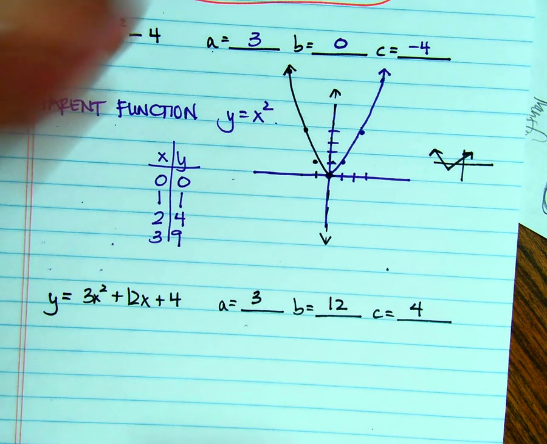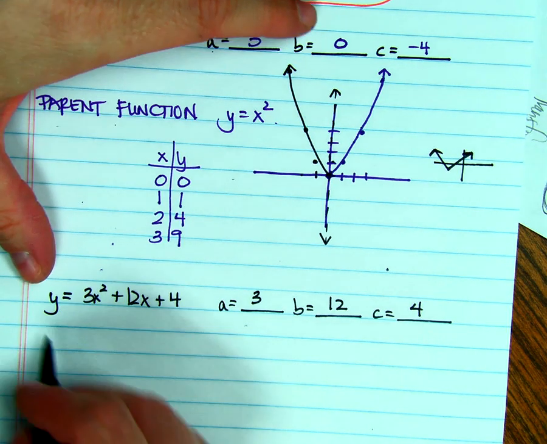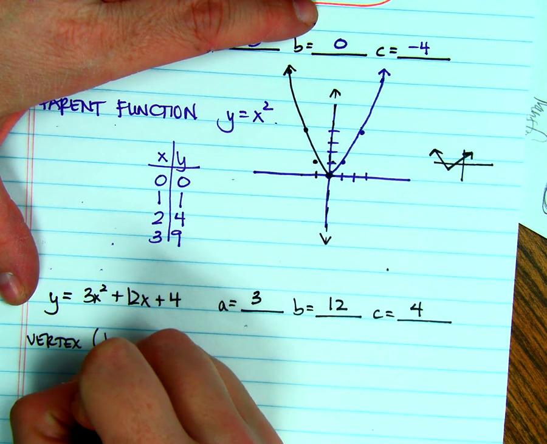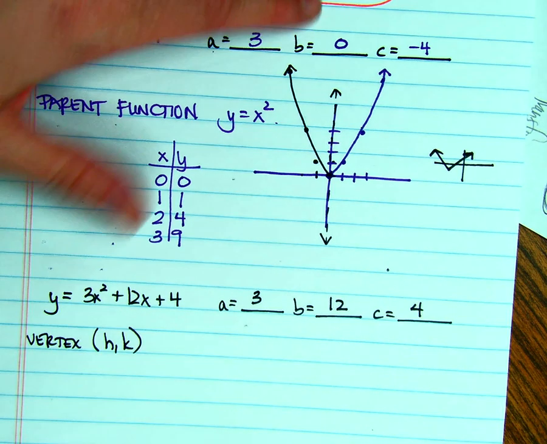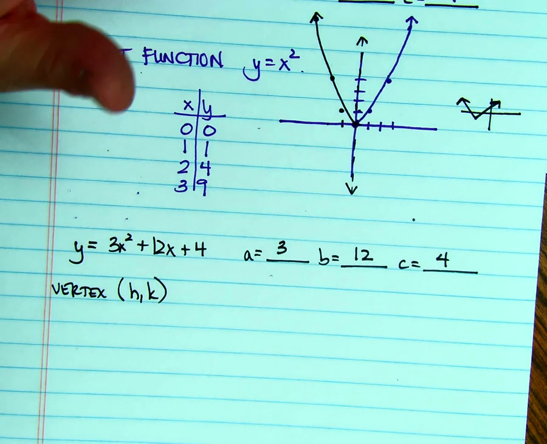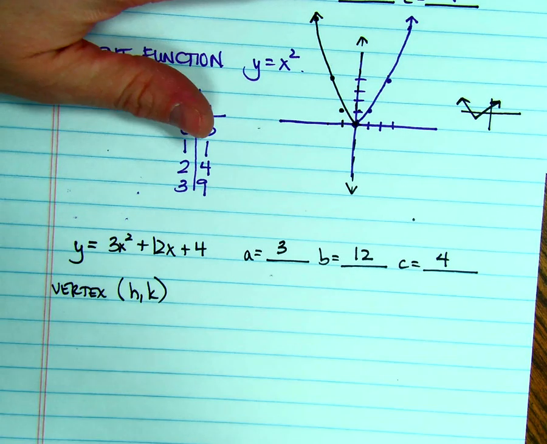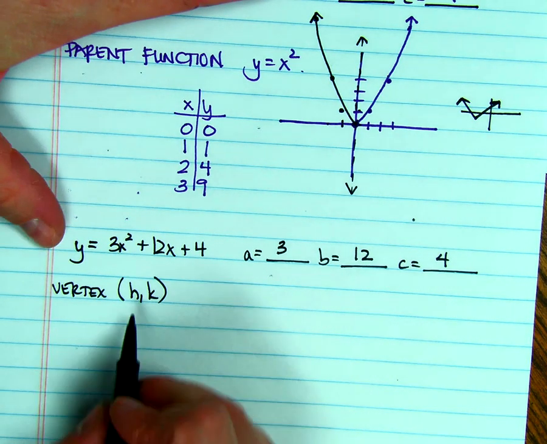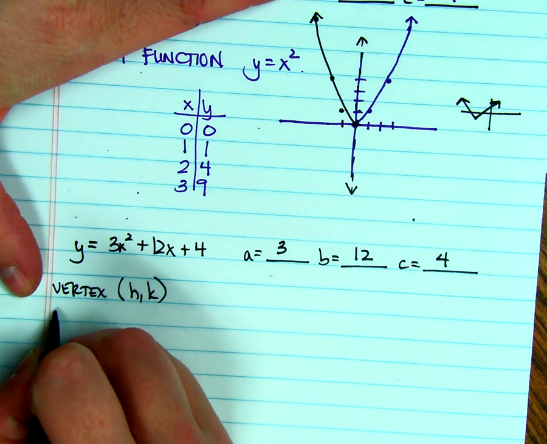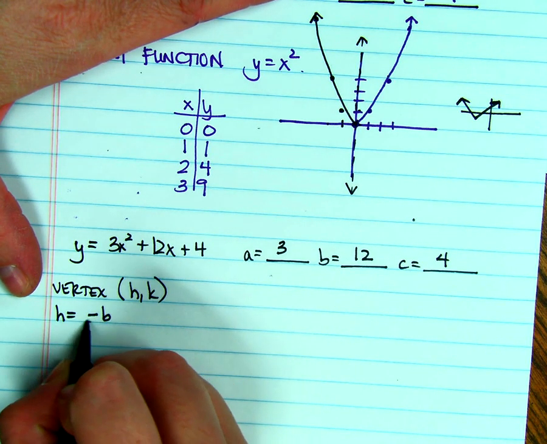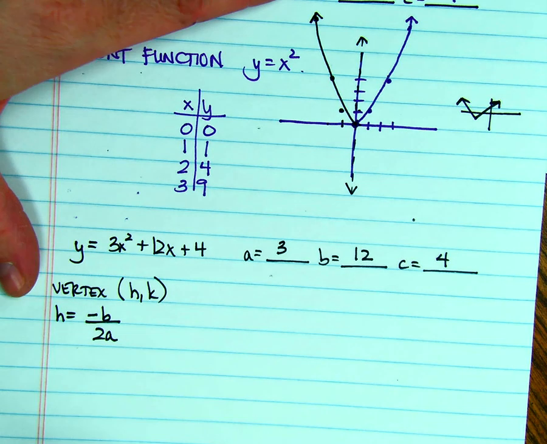We need to find our vertex. In order to find the vertex, it is also known as the ordered pair of H, comma, K. Don't ask me where it came from. I don't know. It's probably some Latin term somewhere, but anyway, it is H, comma, K. So we have to find H and K. In order to find H, it is the formula of the opposite of B all over 2 times A.